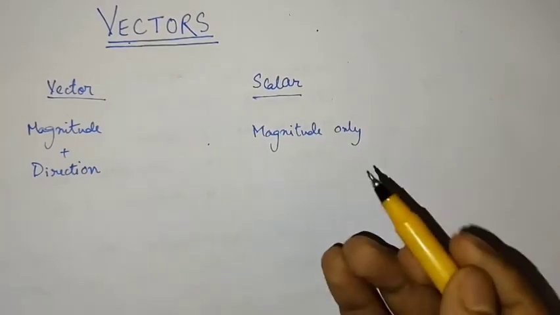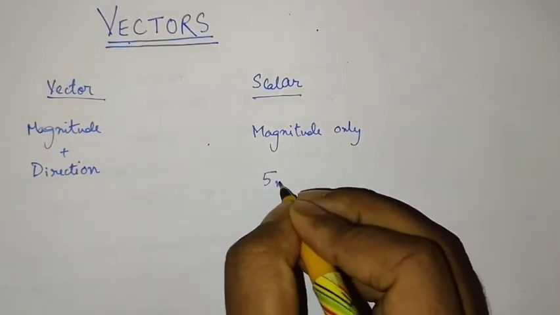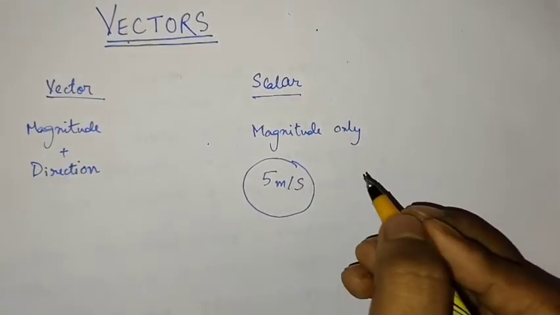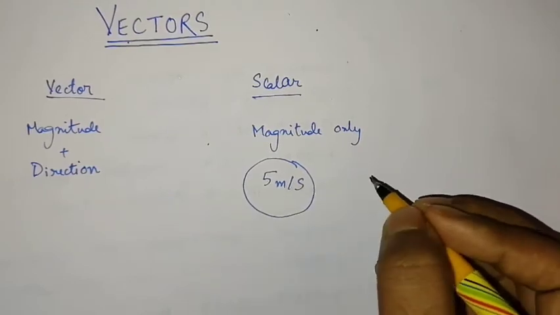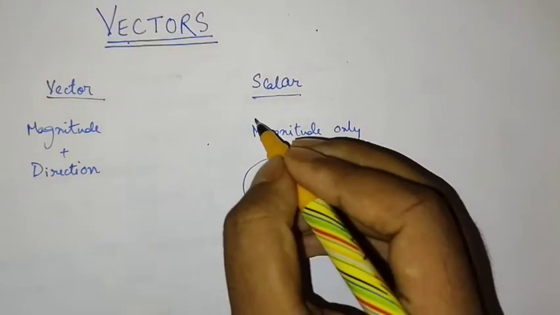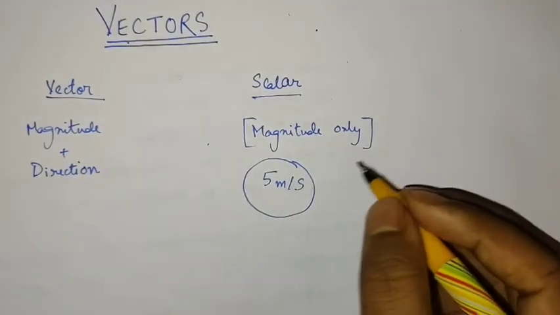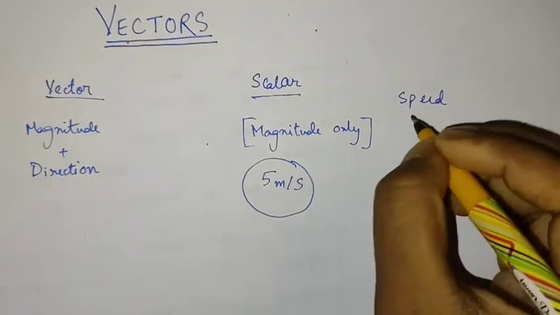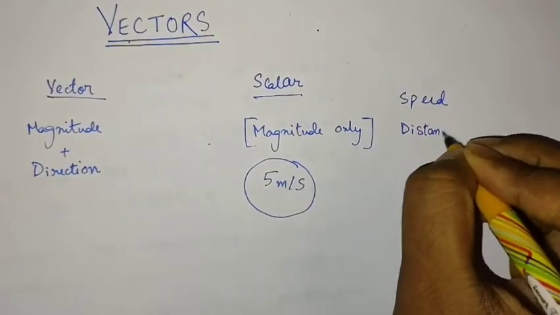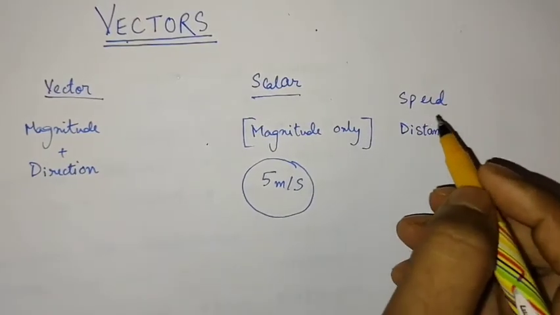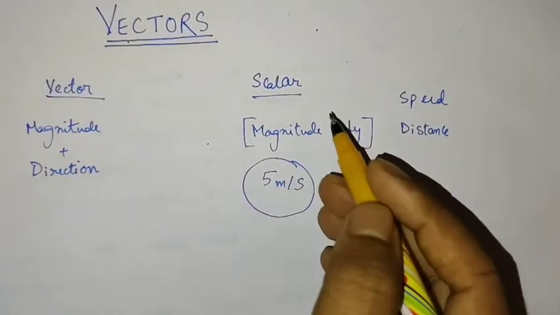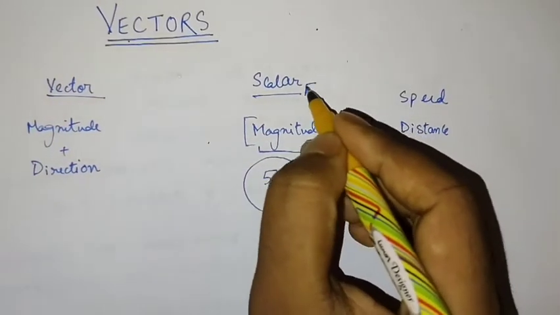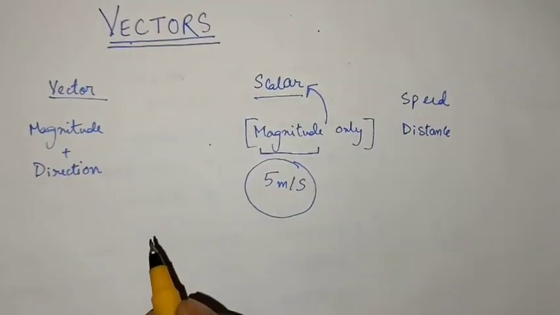So if we say that a car is moving at a speed of say 5 meter per second, that's the speed of the car. So we are not concerned about the direction. We are just concerned that a car is moving at 5 meter per second. So when we are concerned with only the magnitude, quantities like speed, distance. When we talk about those quantities which concern only the magnitude, then we're talking about the scalar quantities.